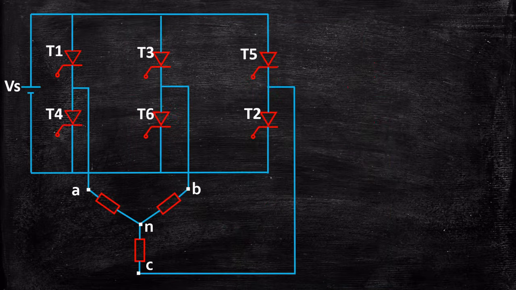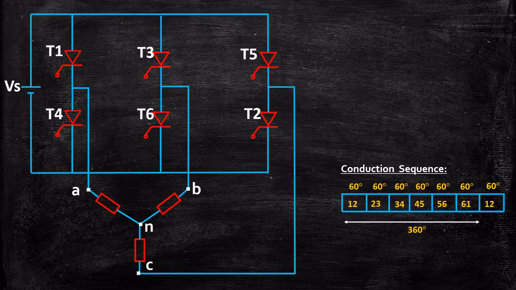Now, in order to simplify our analysis, we know that in general there is 360 degrees, isn't it? And this will be our conduction sequence. For every 60 degrees, one thyristor that was previously conducting is turned off, and a new thyristor is turned on. Basically, 1 and 2 were conducting, 2 will still remain on, 1 will be turned off, and then 3 will start conducting.